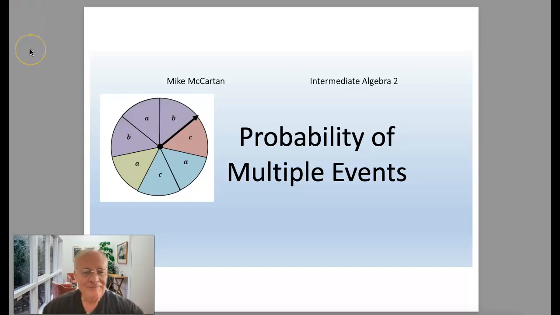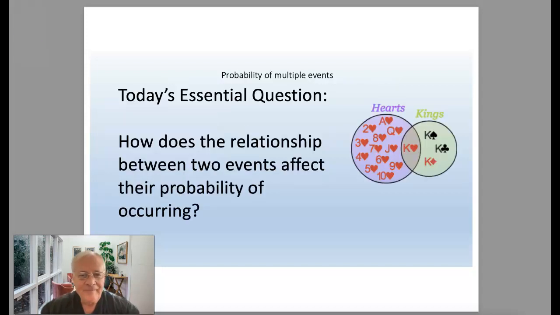Okay, hello everyone. Today we're going to look at the probability of multiple events. In other words, a couple things happening. All right? What's the probability of a couple things happening? Today's essential question: how does the relationship between two events affect their probability of occurring? All right? Events affect each other sometimes.